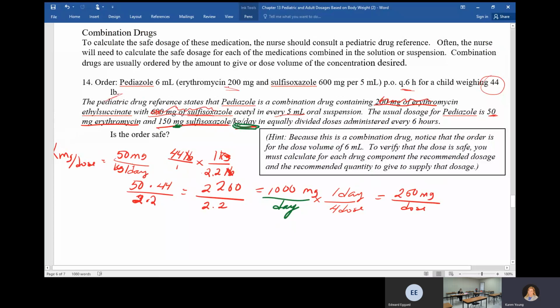So the doctor ordered 200 milligrams. So is that 200 milligrams safe? Remember, our safe has to be greater than or equal to our order. Our safe is 250. Our order is 200. This is true, which makes it safe. Okay, so the erythromycin is safe.